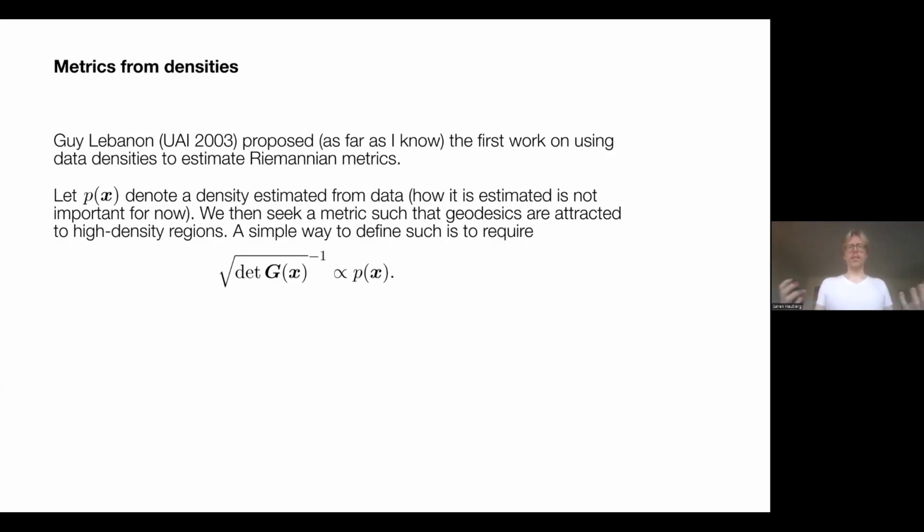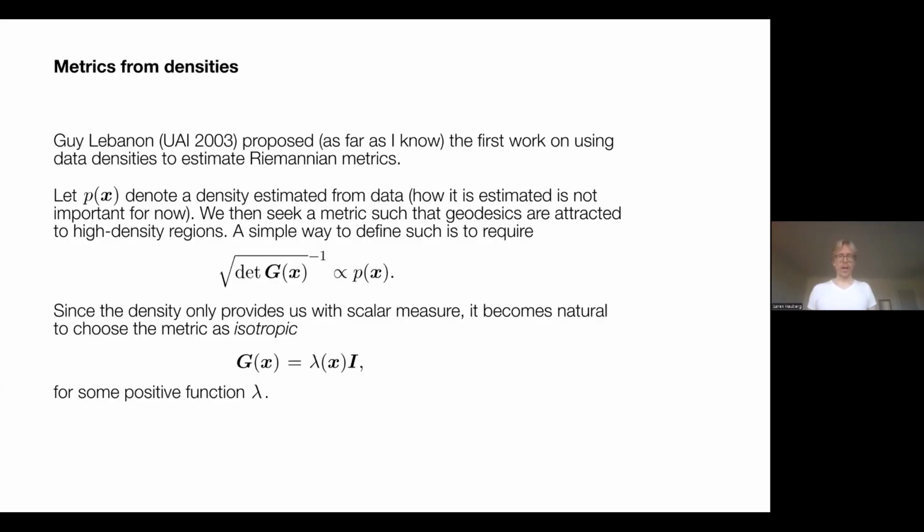So then the idea that Guy Lebanon put out there was, can we define a metric, G, such that geodesics, shortest paths, are attracted to high density regions? And since we know that when the density is high, we want the metric to take small values, that would have the property of letting shortest paths be attracted to high density regions. So we simply say that the determinant of the metric, so the volume, should be inversely proportional to the density.